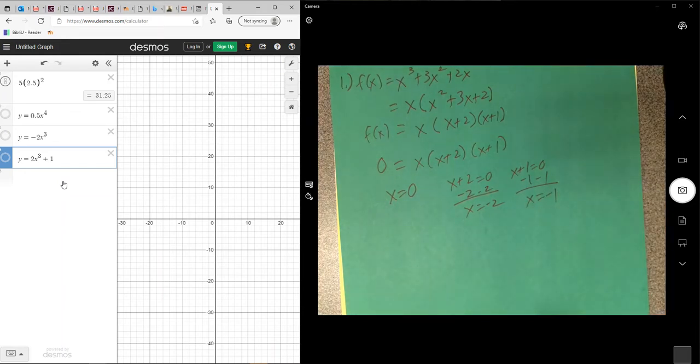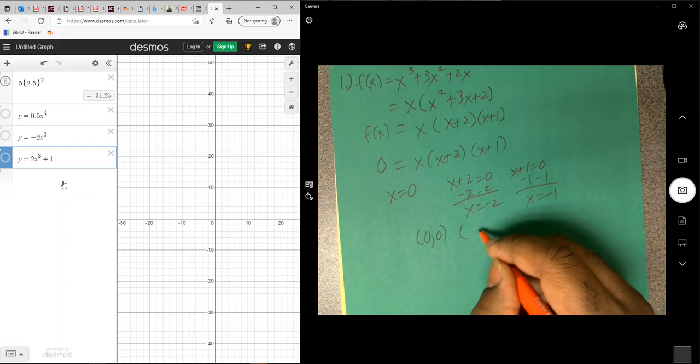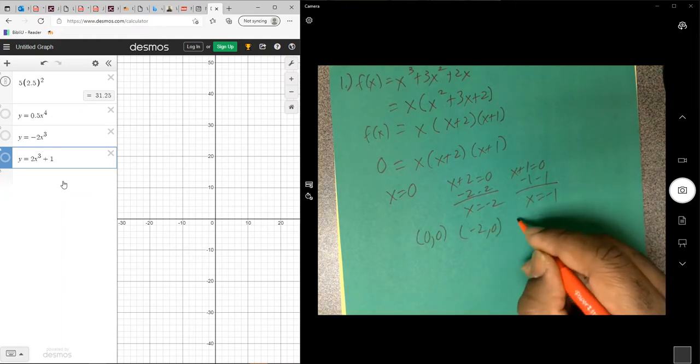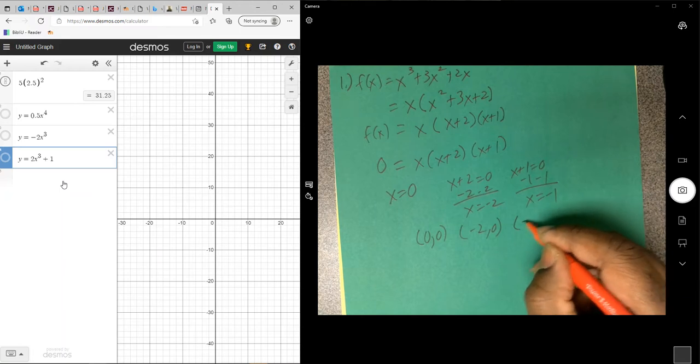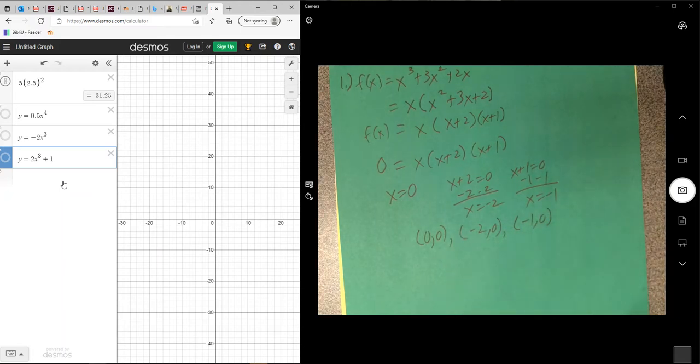Okay, so now they wanted us to write this in x-intercept form. So it'll be 0, 0, negative 2, 0, and then finally negative 1, 0. And these are your answers.